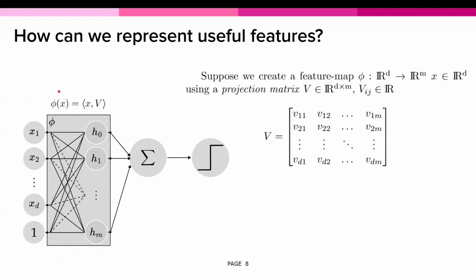One way to think about what we might do then is to just learn a feature map that is an inner product between the original set of features x and some projection matrix V. So if we wanted to map from some space R^D to some space R^M, where M is the number of hidden units, one way to do that would be to design a projection matrix of shape D by M. V would have D rows and M columns, and each element in V would simply be a real number.